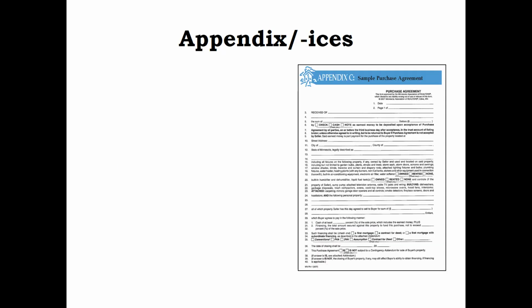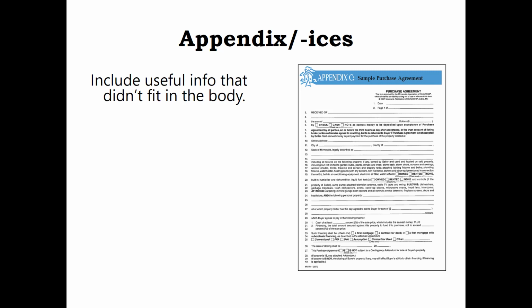Appendix or appendices. This is where it gets interesting. An appendix is any useful information that didn't fit in the main body that you still want to include in the proposal because your audience might need it. It can be such things as maps, the full text of surveys, big old data tables, samples or examples. Whatever. If it doesn't fit in the main body and it's still useful, put it in an appendix.